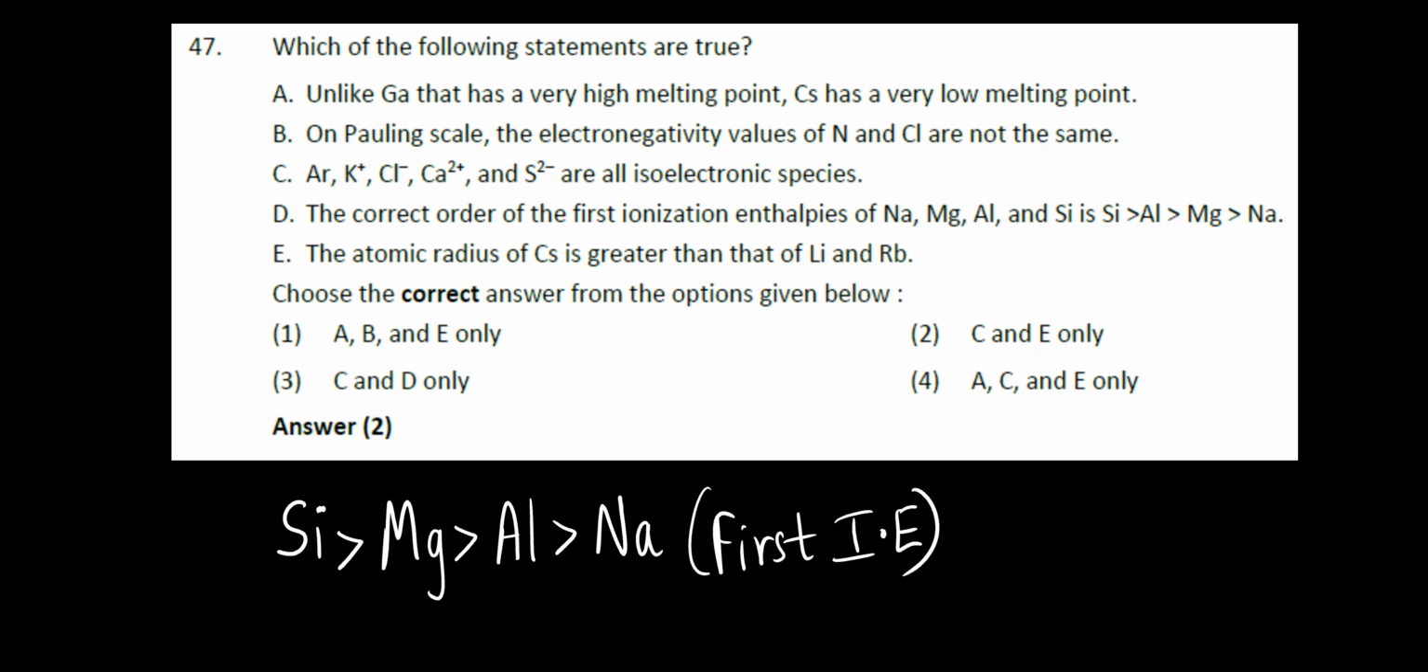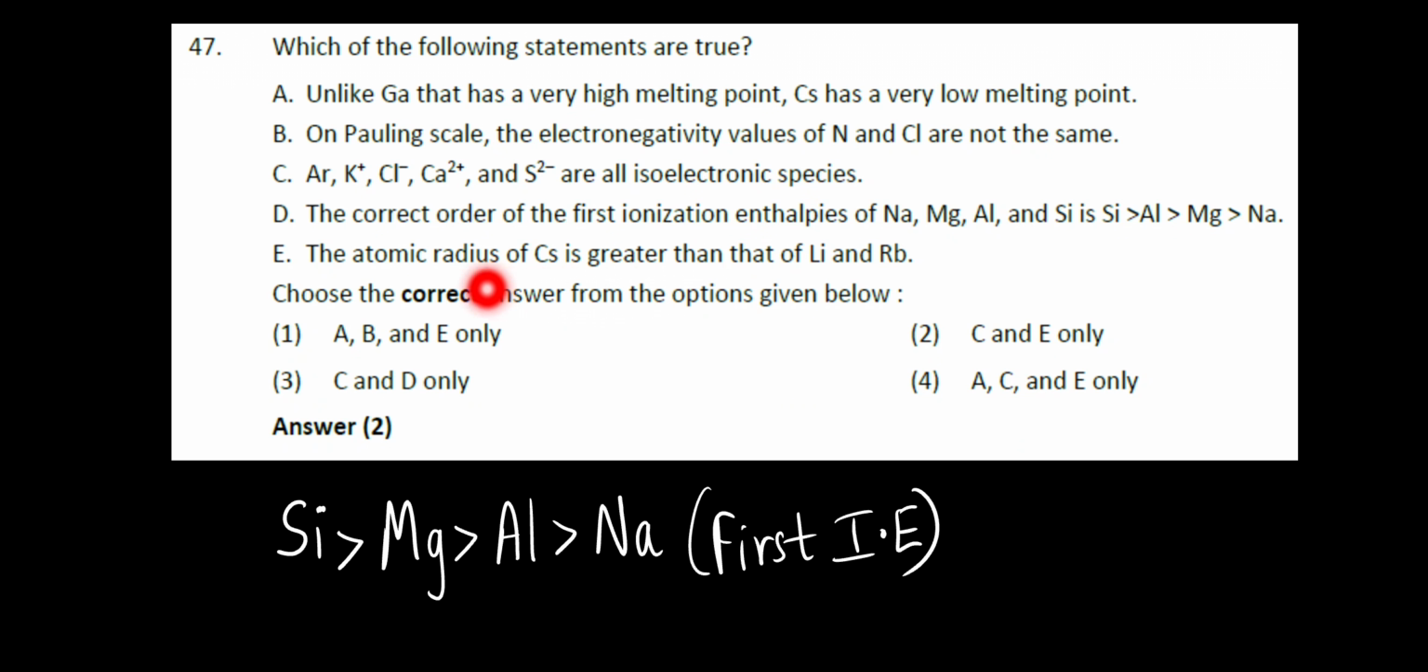Okay, coming on to the next question. Which of the following statements is true? Always read the question very carefully, what they are asking, true or false. So they are asking which are the true statements. First one: gallium has a very high melting point and cesium has a very low melting point. That is incorrect. Both have almost the same melting point. Second one: on the Pauling scale, the electronegativity of N and Cl are not the same. This is also incorrect. They are the same.